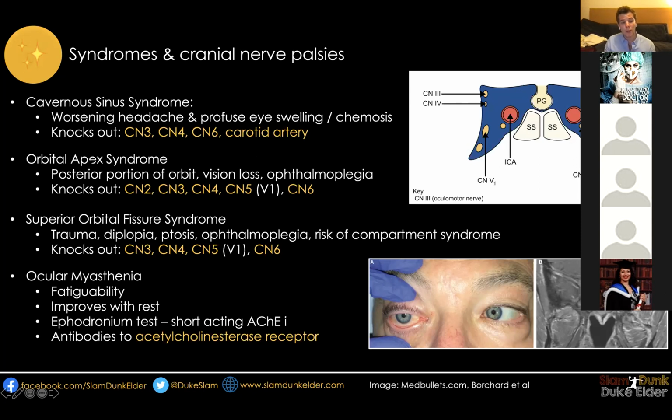Orbital apex syndrome is usually formed due to trauma, okay? It's usually a hematoma that's built up at the back of the orbit, okay?